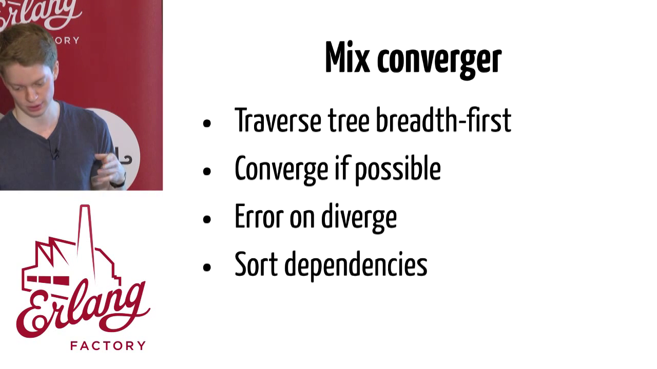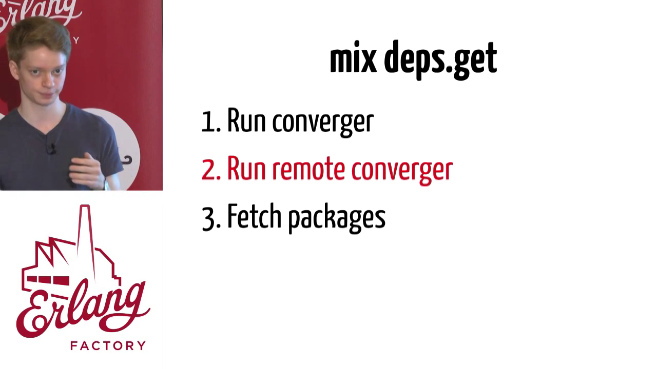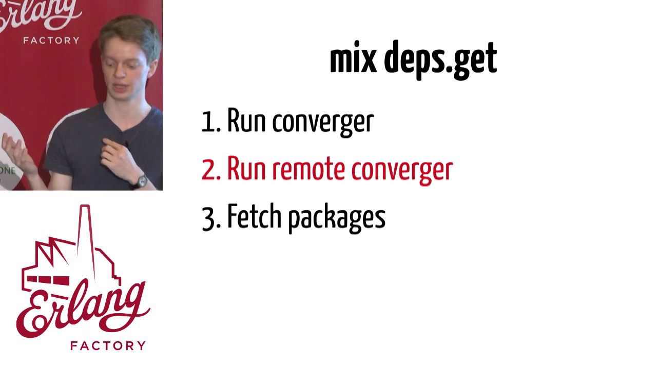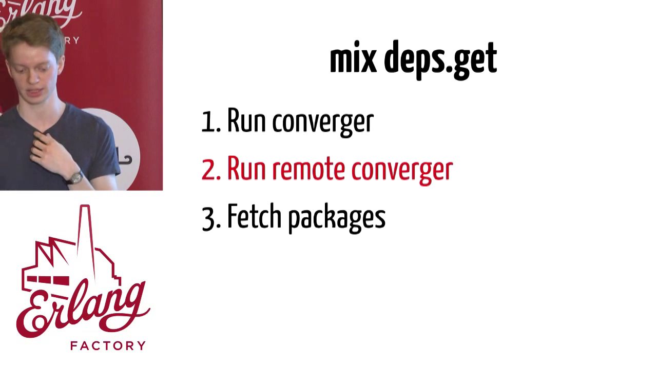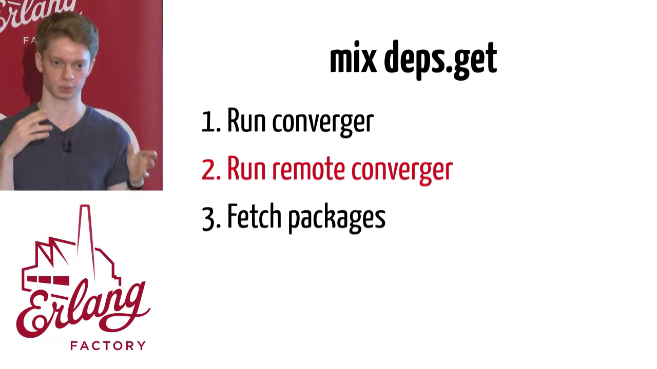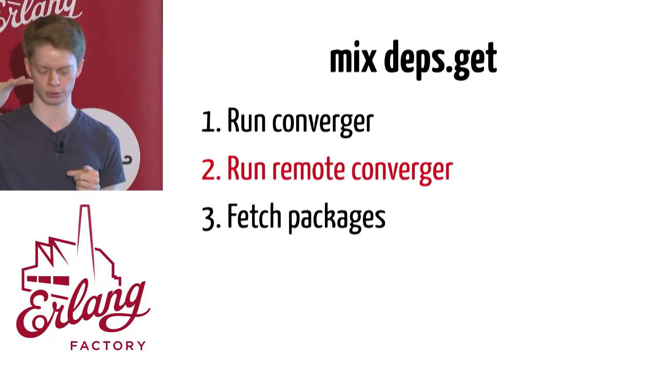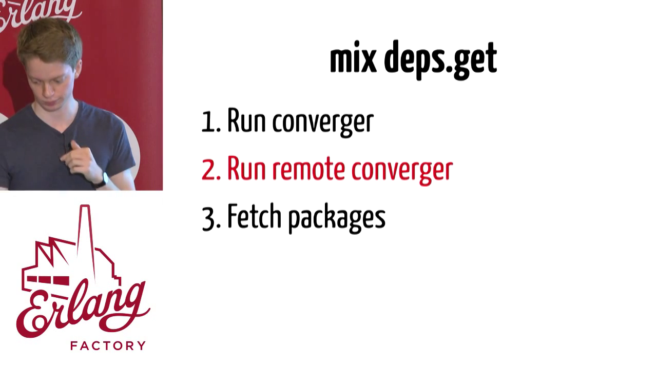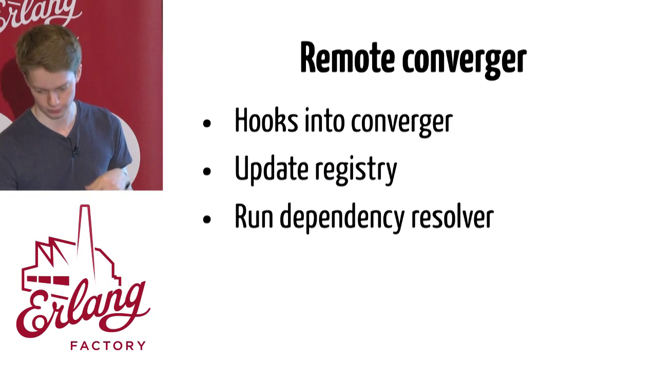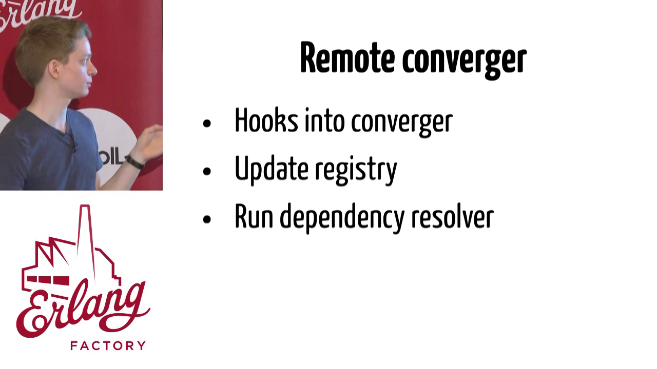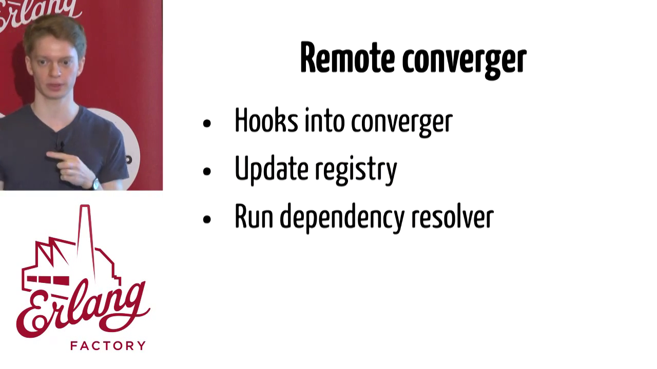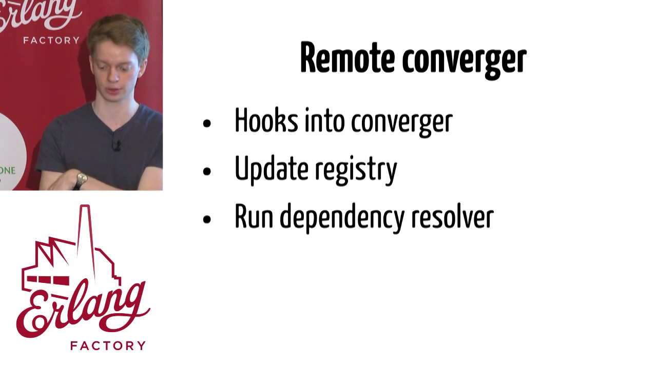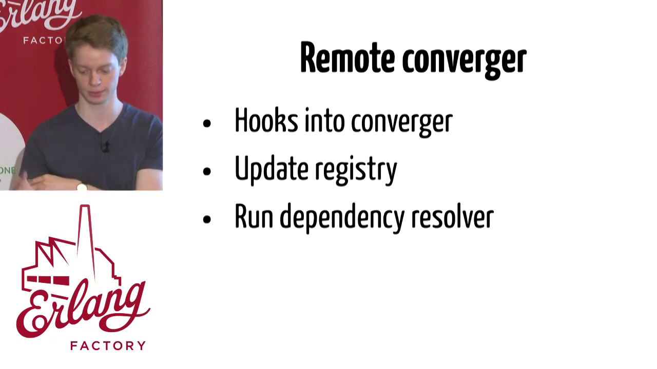So after the Mix converter run, we have skipped the Hex packages. So then we can run the remote converter, which calls into Hex. And we call into Hex giving all the Hex packages we found during the original converter run. So it hooks into the converter. And before we can run the dependency resolution algorithm, we need to update the registry.